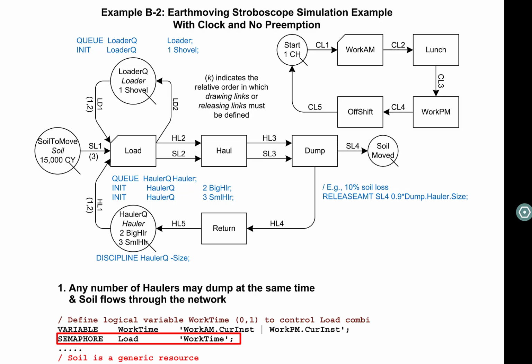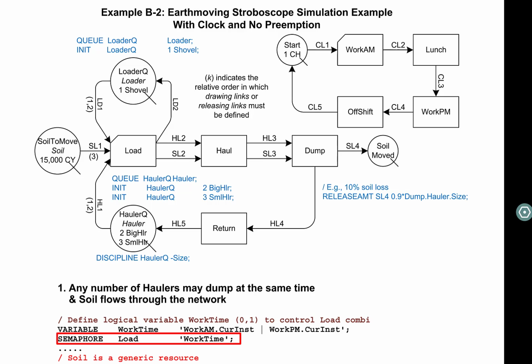A semaphore is an attribute of a combi activity that is examined even before the incoming links are examined to see if they have enough resources to support a new instance of the activity. So the very first thing that is examined before we start a new instance of activity load is to see if the semaphore of activity load has the value true. The default value for a semaphore is true.